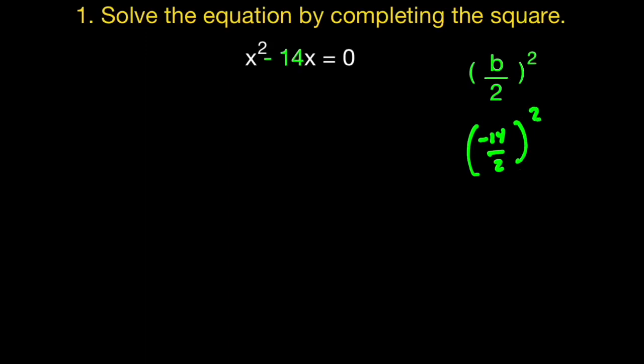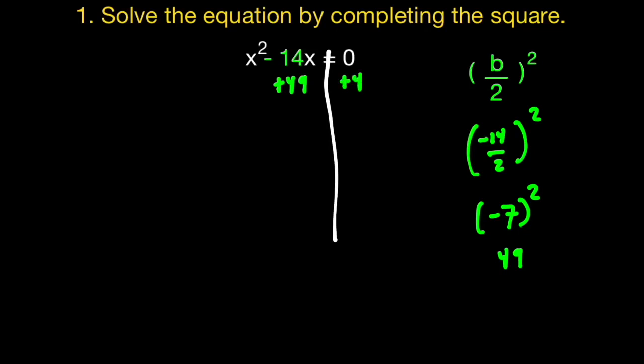If I simplify what's inside of the parentheses, negative 14 divided by 2, that's going to be negative 7. And negative 7 raised to the second power, that's negative 7 times negative 7, which gives me a positive 49. So in order to complete the square using these two terms, I need to add a 49. So here, I'm going to add 49 to both sides of the equation. So I get plus 49 and plus 49.